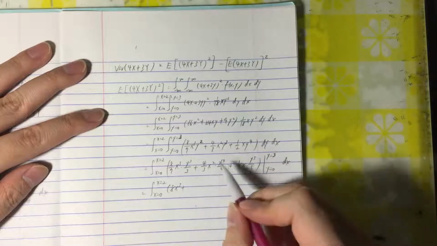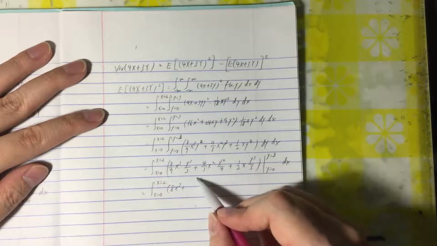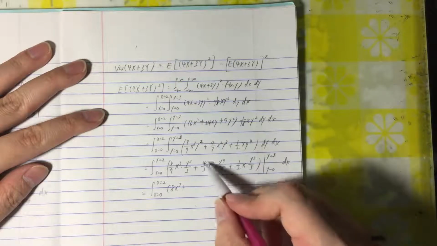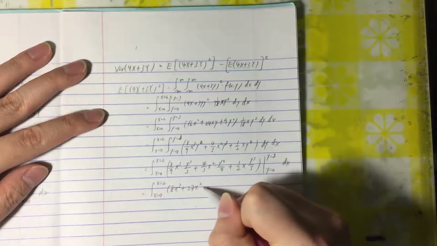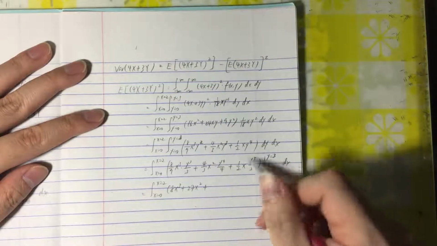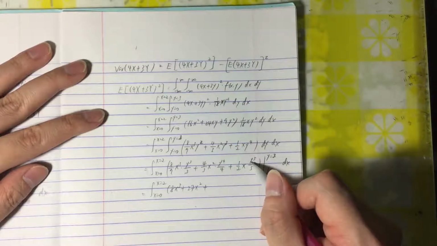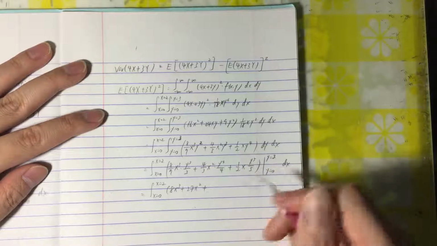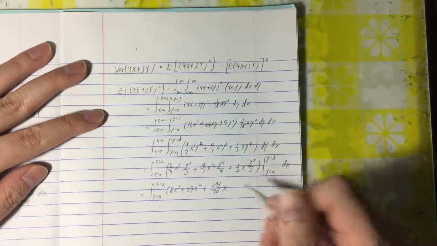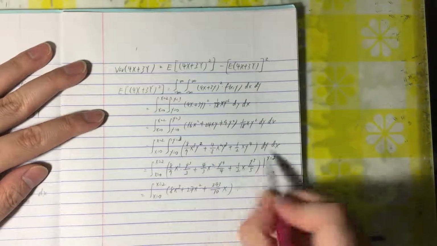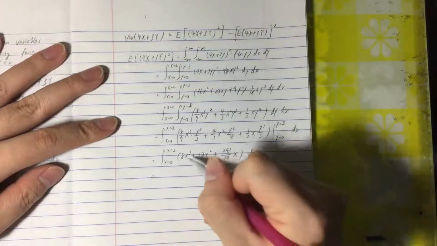Second term, plug in 3 for y. y to the power 4 is 81. 81 divided by 3 is 27. 4 and 4 get cancelled. I get 27 s squared. In the third term, if I plug in 3 here, 3 to the power of 5 is 243 over 10 times x. If I plug in 0 for y, I get 0 everywhere. Then times dx. Next, take antiderivative with respect to x.